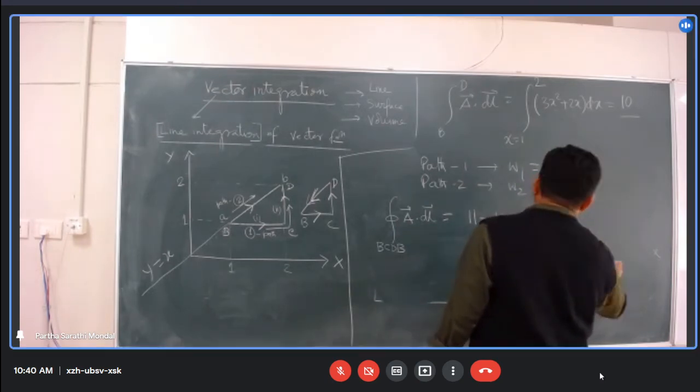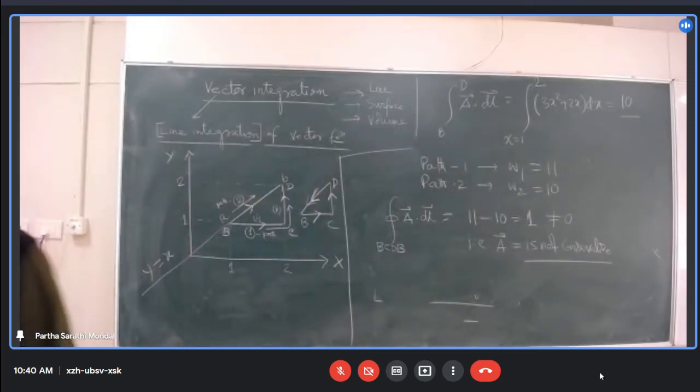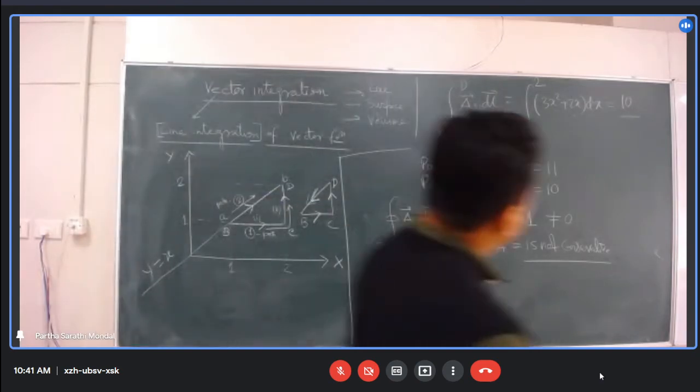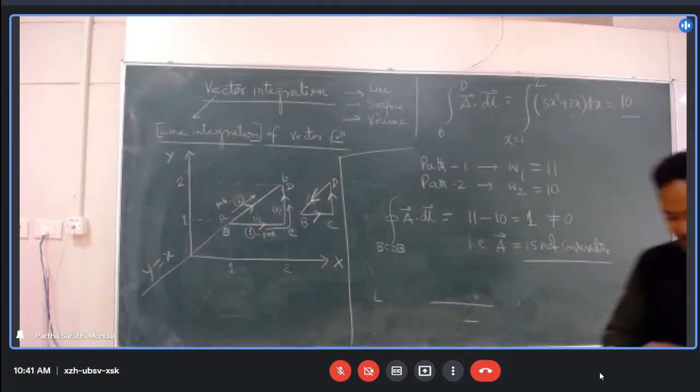It entirely depends on the function of the vector. It doesn't depend on the path. So whether the vector is conservative or not, it entirely depends on the functional property of the vector. Okay? So that's all for line integral.